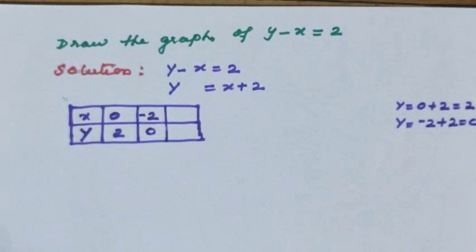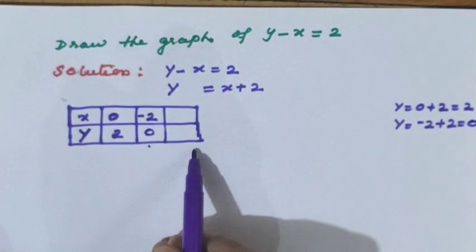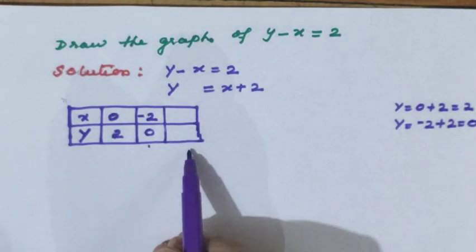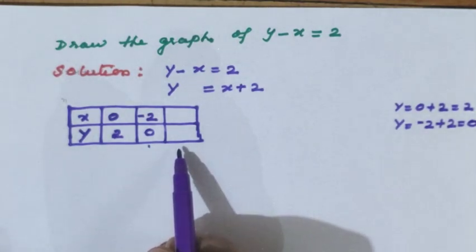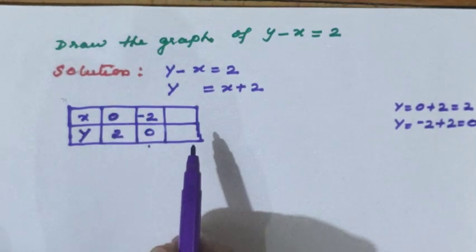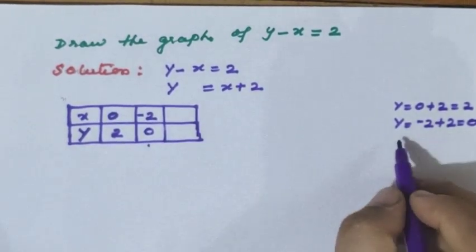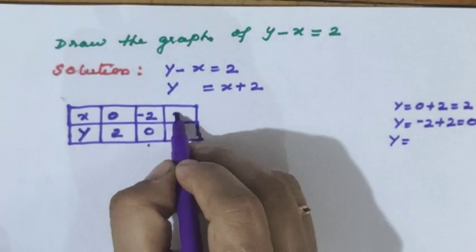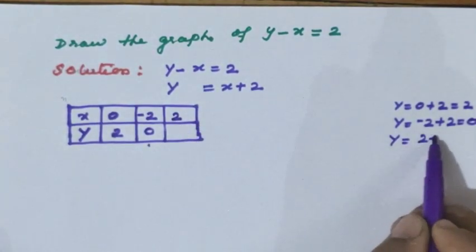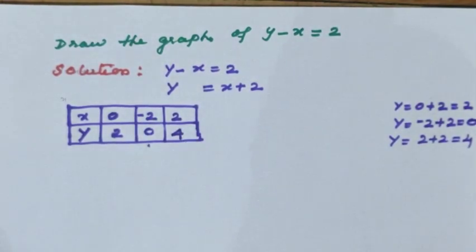One more value we have to find. Children had the idea that with 2 points only we can draw the line. There is no necessity to find the third point. That I also agree, but the point is that if one of the points goes wrong, the line goes totally wrong. So that is why, for ensuring, we must find the third point. So for the third value I am selecting x as 2. So 2 plus 2, what is the result we are getting? That is y equal to 4. So we are getting the value for y equal to 4.